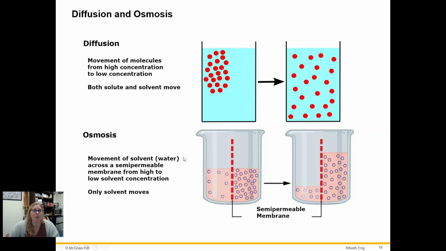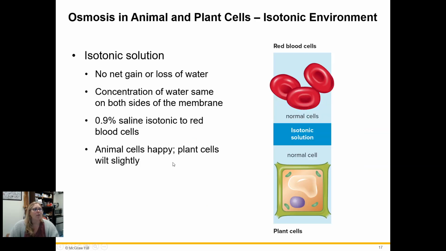So let's talk about the 3 different kinds of osmosis that we see happening in cells. First, we can have cells in an isotonic solution. Isotonic is going to be an equal solution where there is no net gain or loss of water. Water is still moving across the membrane inside and outside of the cell, but because the concentration of water is the same on the inside of the cell as in the outside, or we could say the concentration of solutes is equal, then we're not going to see any real change in the cells.